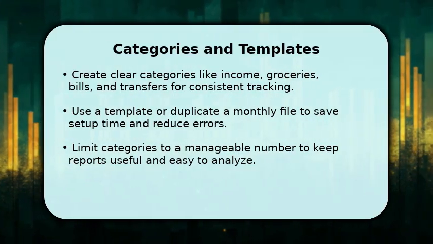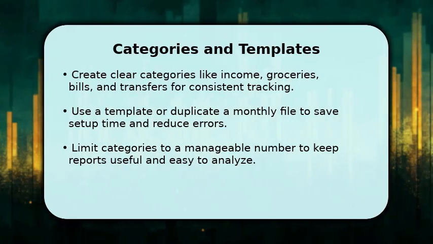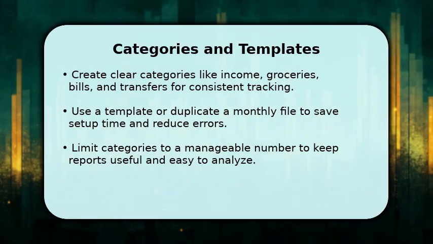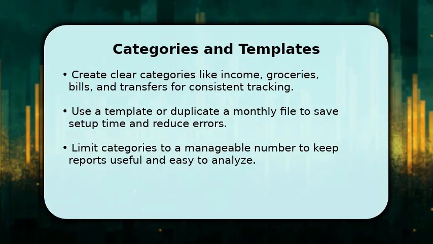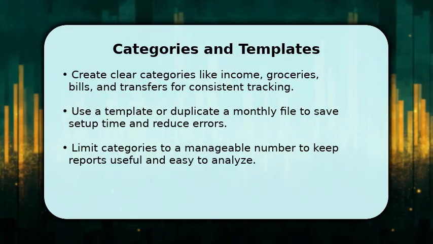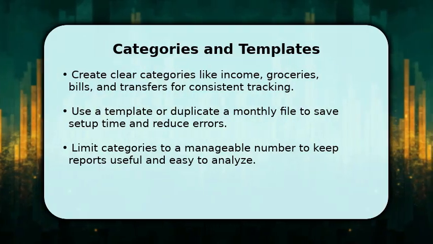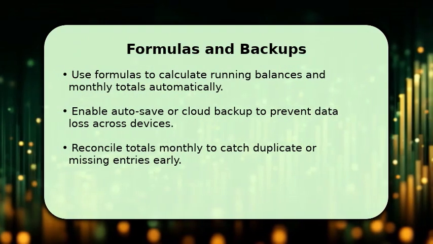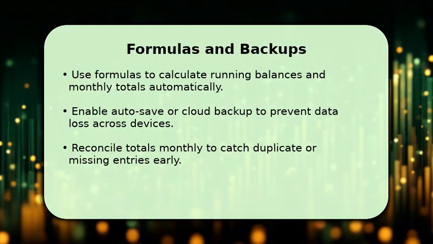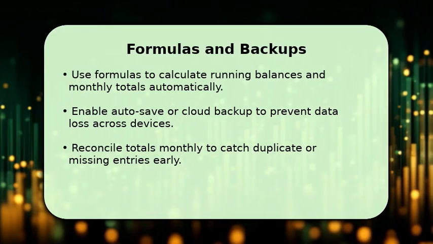Use color coding or filters to find entries fast and keep category count manageable to avoid confusion. Regularly review category assignments so your budgeting and reporting stay meaningful and actionable without overwhelming you. Add formulas for running balance and monthly totals so your ledger updates automatically and accurately as you enter transactions.